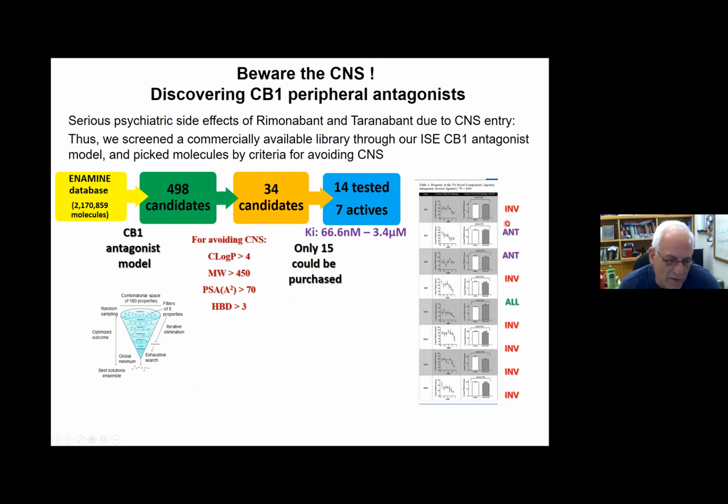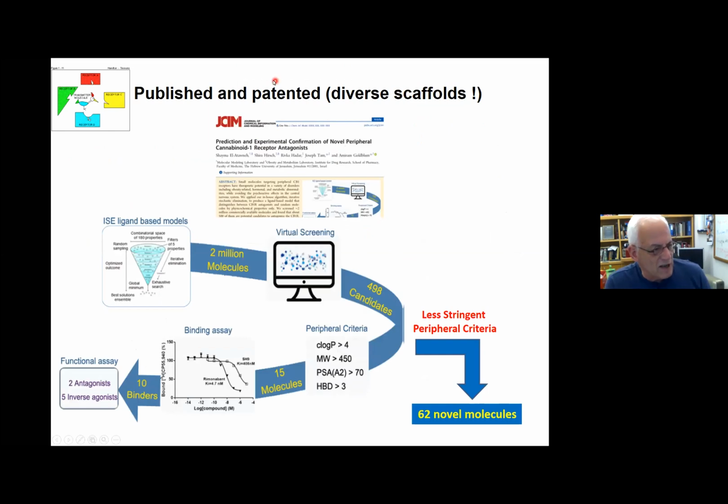Some of them were inverse agonists, some of them were pure antagonists, and overall, out of beginning with more than 2 million molecules, we managed to end up with 7 actives out of 14 tested. This was published some time ago in the Journal of Chemical Information and Modeling. This is the process: 2 million to 500 to 15 to 10.